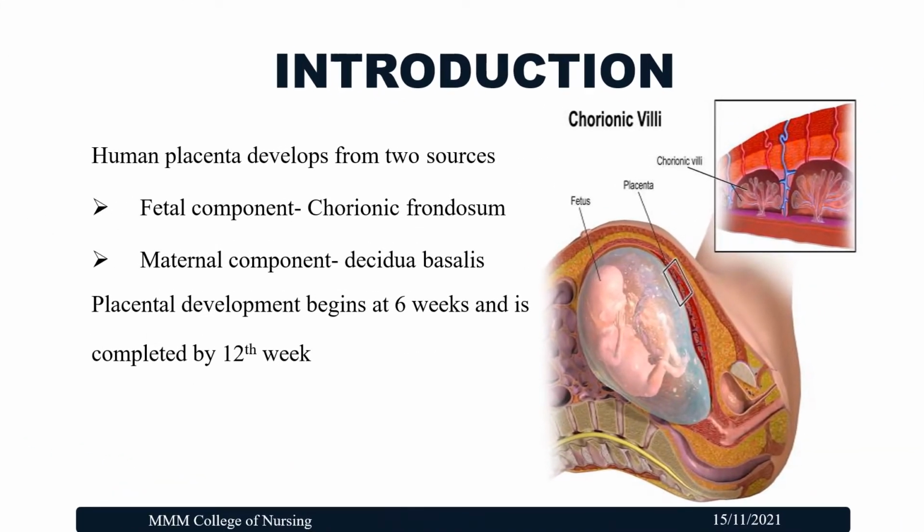The introduction. The human placenta is discoid in shape. The placenta is attached to the uterine wall and establishes a connection between the mother and fetus through the umbilical cord. The human placenta develops from two sources. The principal component is fetal, which develops from the chorion frondosum, and the maternal component consists of the decidua basalis. Placental development begins at the 6th week and is completed by the 12th week.